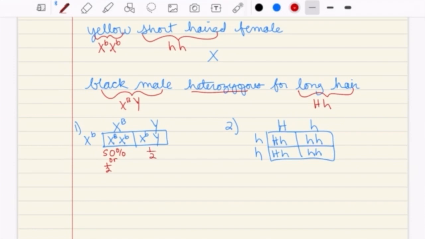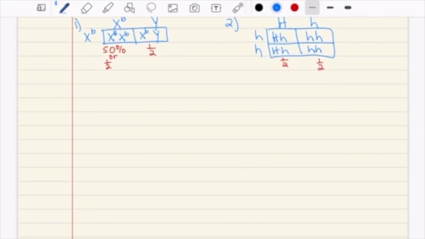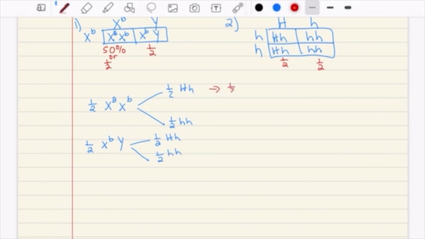So when we make the branch to figure out exactly what the possibilities are for each phenotype, we have one half X big B, X little b, and one half X little b. Each of those is going to have half of a chance to have big H, little h, or little h, little h. To figure out those probabilities, you have to go through the branch diagram and multiply the one half and the one half. So on the top one, you're going to have X big B, X little b, big H, little h, and that's 1/4 of the chance.